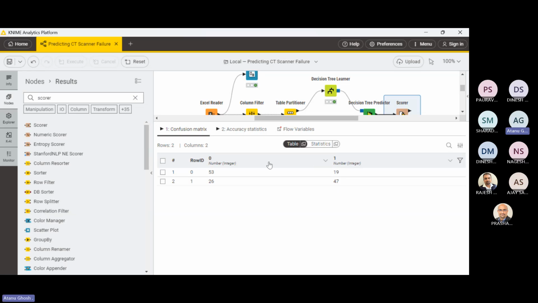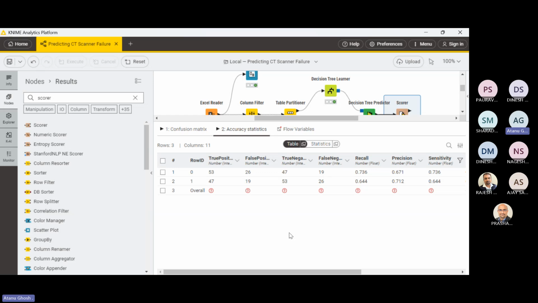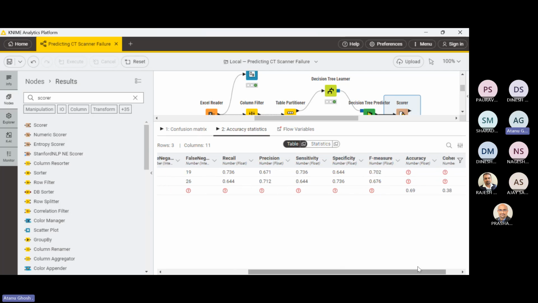And we have discussed this already, the various types of statistics in terms of accuracy, precision, recall and F1 score. I hope everybody is clear about the formula. Last time we discussed this. So we have got an accuracy of 0.69.